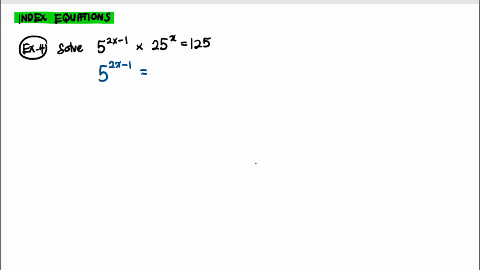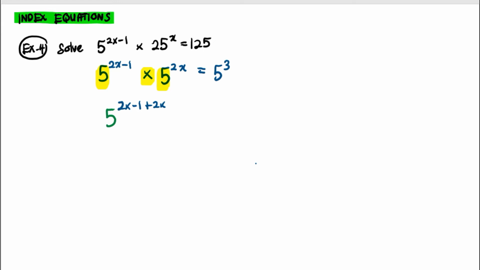25 is actually 5 to the power of 2, and that one will multiply with it, so you have 25 to the power of x. 125 is 5 to the power of 3. Bear in mind that if we have the same base, when we multiply, the index will become plus. So we have 5 to the power of 2x minus 1 plus with 2x.